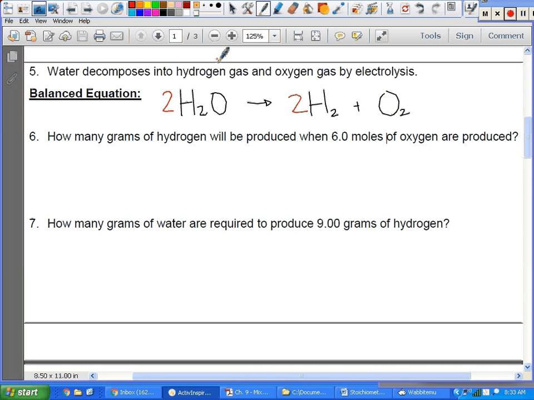I understand. But remember how I told you I've been lying to you? Ionic bonds really don't exist. They're extremely, extremely strong covalent bonds. They're just so strong, they get a new name, because technically the electrons are kind of still being shared.